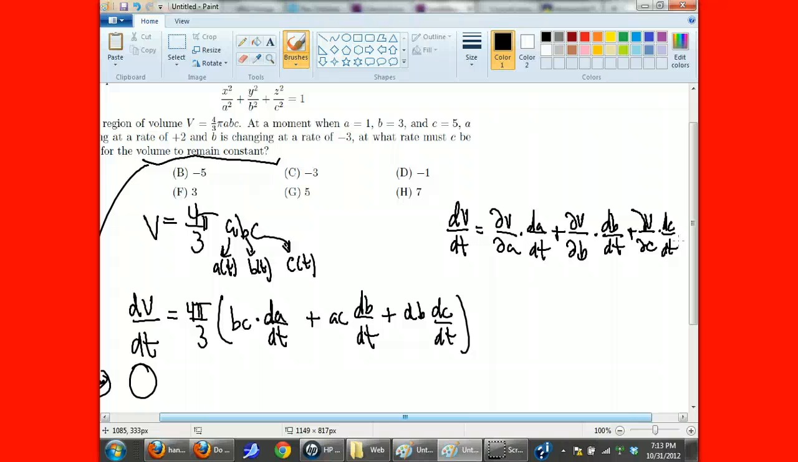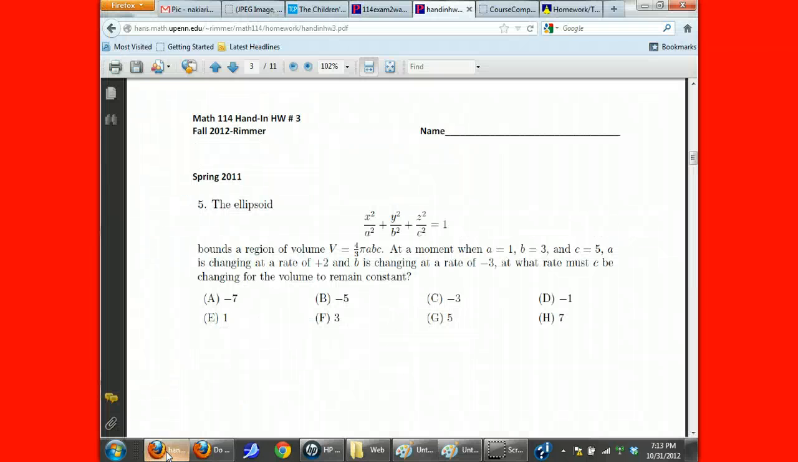More questions? On this same homework, fall 2010, 7.